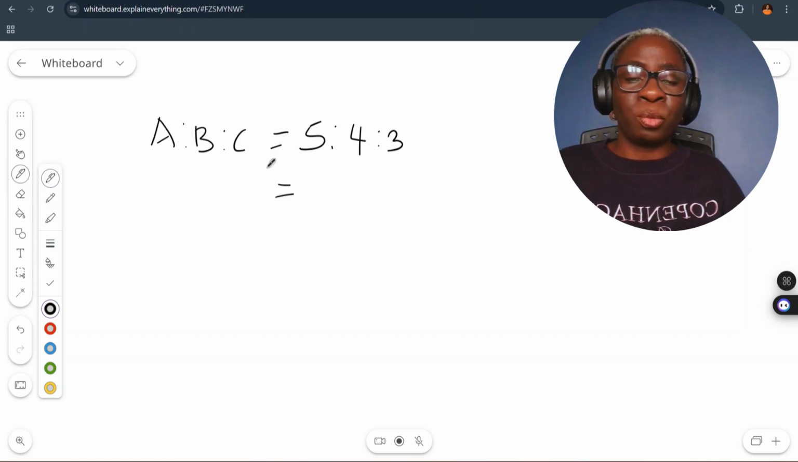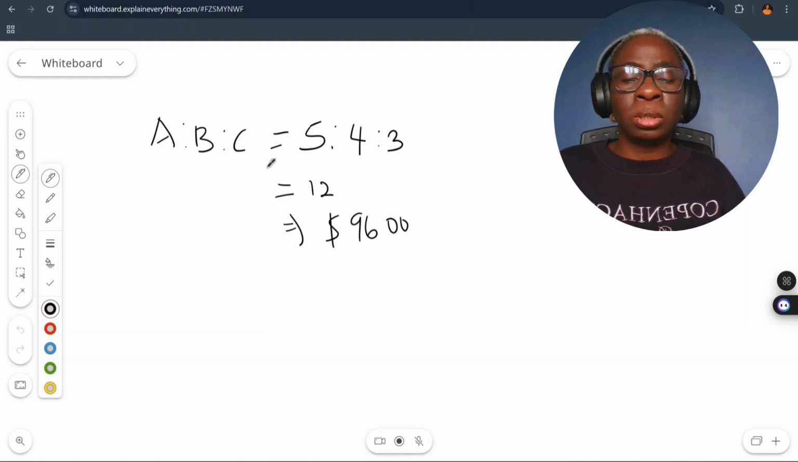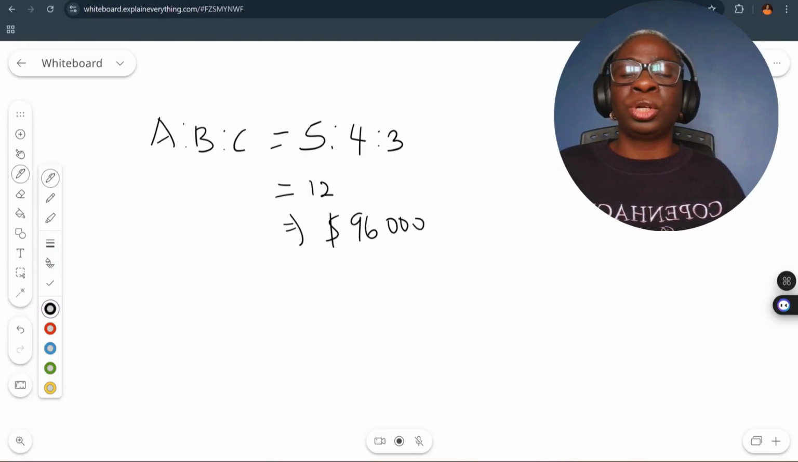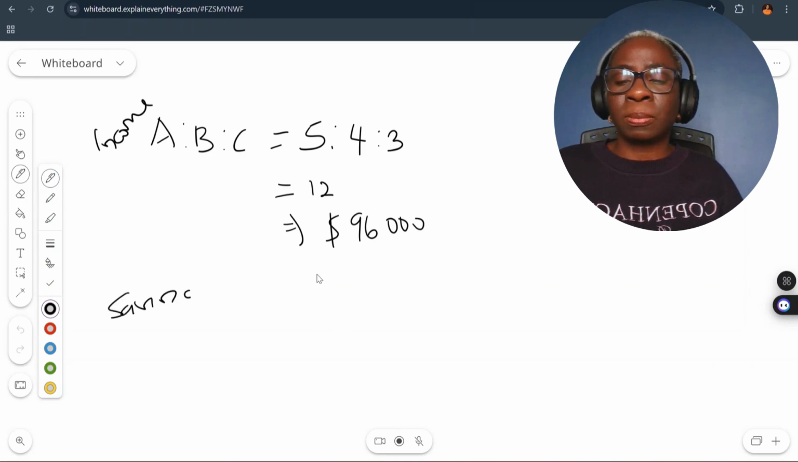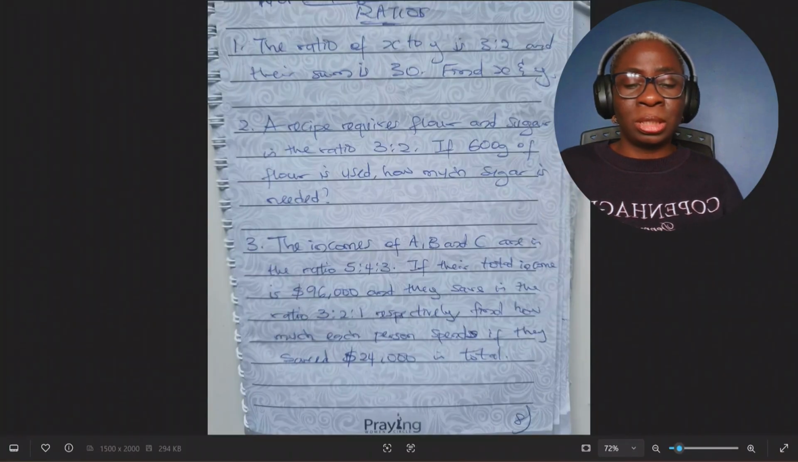Their total ratio will be 5 plus 4, 9 plus 3, which is 12. And then their total income is $96,000. Let's put that down. Then the next statement says if their total income is $96,000 and they save in the ratio 3:2:1. So this is for their income, and for their savings we have A ratio, B ratio, C ratio equal to 3:2:1, and their total ratio would be 6. Let's continue.